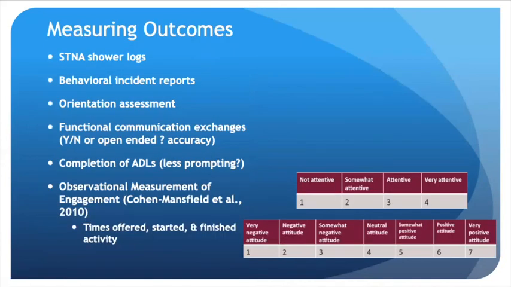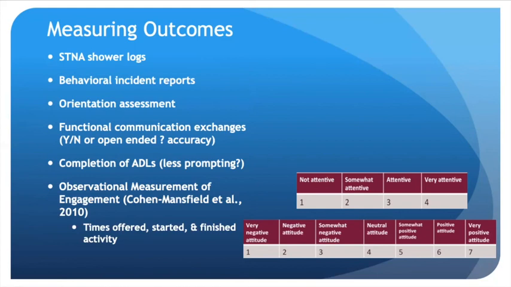All right, so measuring outcomes. So how will we measure outcomes? Well, you could converse with the STNA, kind of collaborate with the nursing assistant through use of shower logs. You have to train her on how to do that. You can follow behavioral incident reports, like are there more or less behavioral incidents reported? You can do an orientation assessment. You can chart track functional communication exchanges. What is their accuracy on open or yes/no questions? Are they able to complete ADLs with less prompting, maybe even independently?